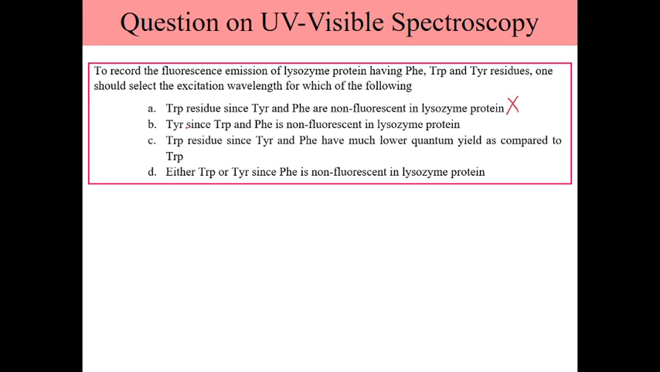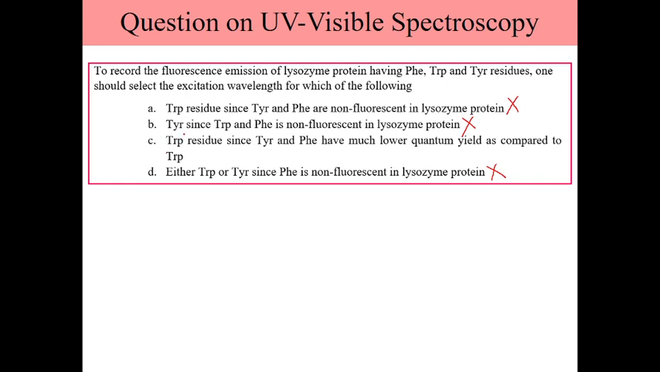We look at the next one, tyrosine, since tryptophan and phenylalanine are non-fluorescent. No, this is wrong. Then tryptophan residue, since tyrosine and phenylalanine have much lower quantum yield as compared to tryptophan. Either tryptophan or tyrosine, since phenylalanine is non-fluorescent. So I told you that none of them are non-fluorescent. So then we can consider this third option to be correct.